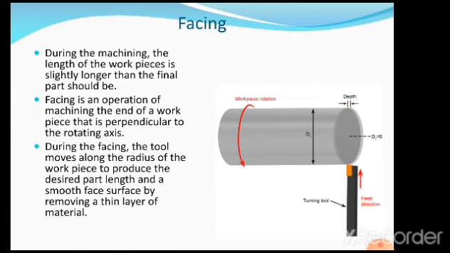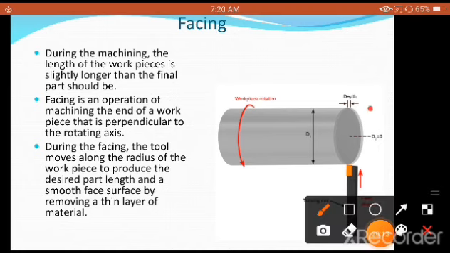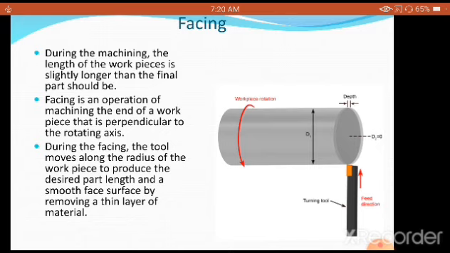The machining is carried out at the ends, as I have explained, perpendicular to the rotating axis. Whatever the surface is, the feeding is done in this way in order to give a finish to the end of the workpiece. During facing, the tool moves along the radius of the workpiece, as you can see clearly there, to produce the desired part length and a smooth face surface by removing a thin layer of material. It can remove a very thin layer because the depth of cut is very small compared to regular turning operations.